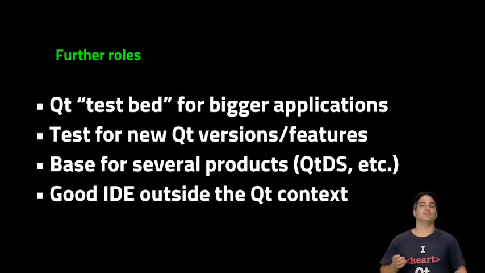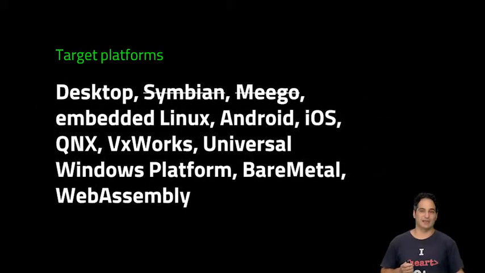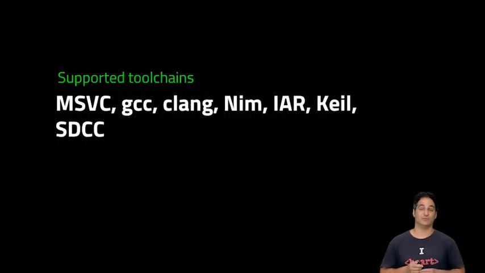Okay. So what changed from 2008 to now, for example? On the desktop, we always supported it, but then we had something like Symbian and MeeGo, which disappeared afterwards. Embedded Linux support, always there. Android support, iOS support, QNX, VxWorks, Universal Windows Platform, bare metal, and now even WebAssembly. And toolchains, it was not such a long list back then. Now we have MSVC, GCC, Clang, NIM, IAR, Keil, and SDCC. The last three are bare metal oriented.